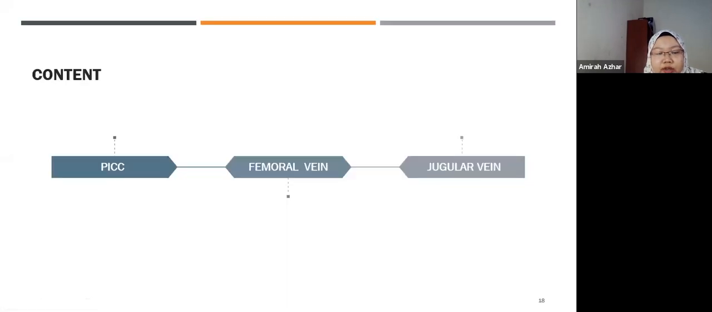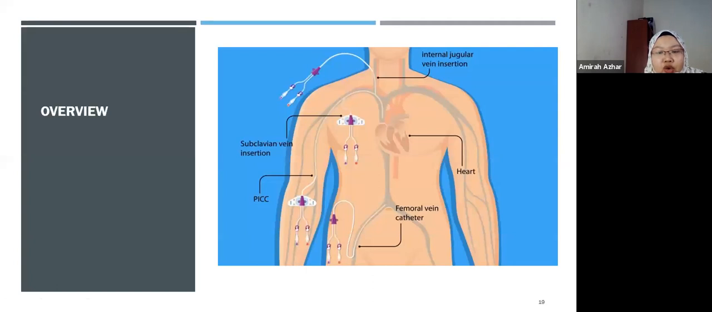Okay, there are three, which is peripheral inserted catheter, femoral vein, and jugular vein. So this is an overview of what I will be explaining to you. Basically, the procedure is quite similar. The location is different.